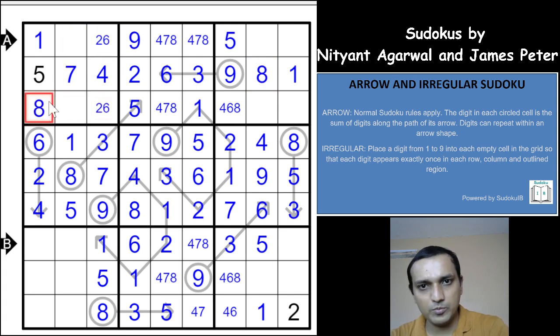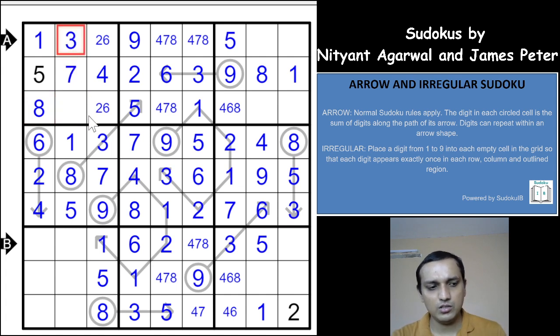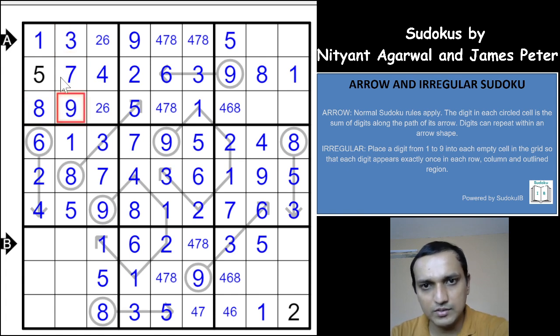So this cell would have to be an 8, 3 and 9 in any order. So this is 3. I got a call again. This is 9. Okay. I hope I haven't made any mistake here, because that will cost me a lot. And I really don't want to do that.